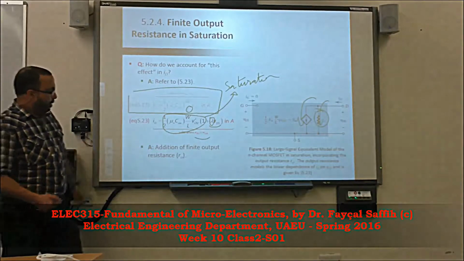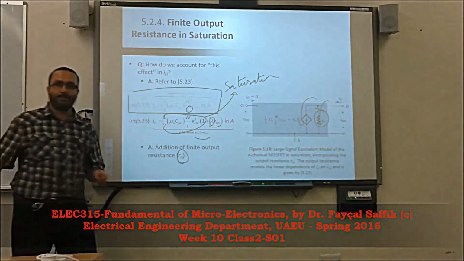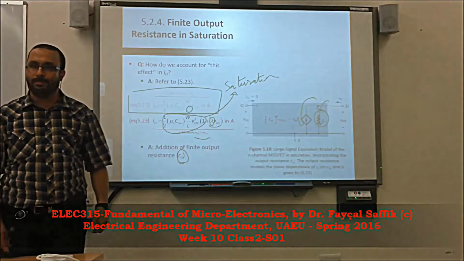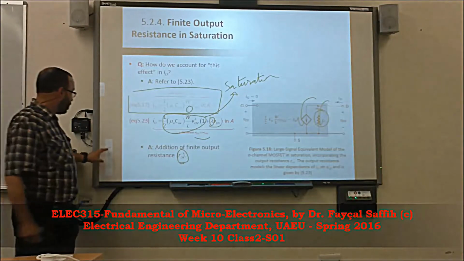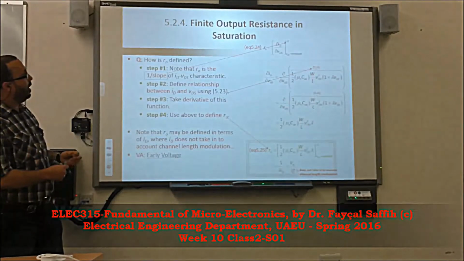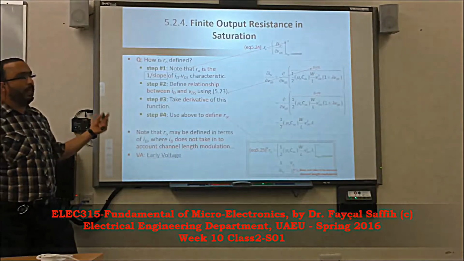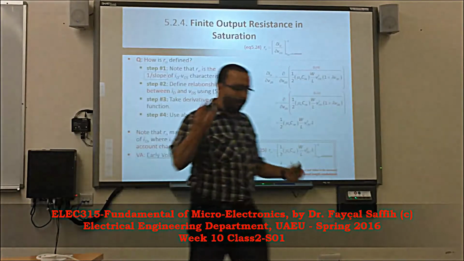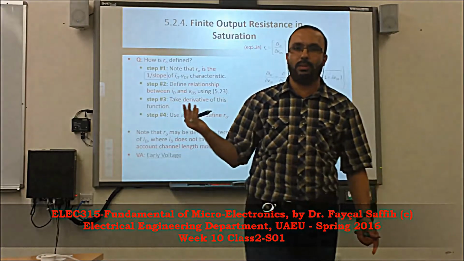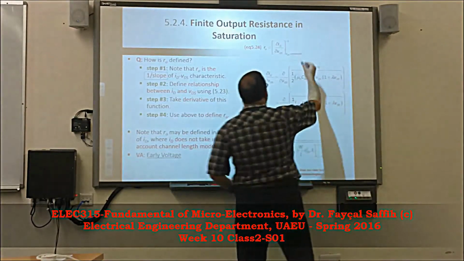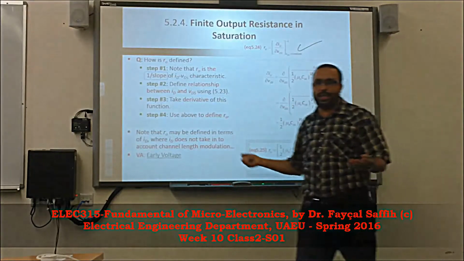So, we need to know now how much R0 is. Usually it's called R0. Good, so let's keep going. To calculate R0, as we said before, it is basically the inverse of the variation of ID with VDS. Yes or no? So this is the definition, at a constant VGS.